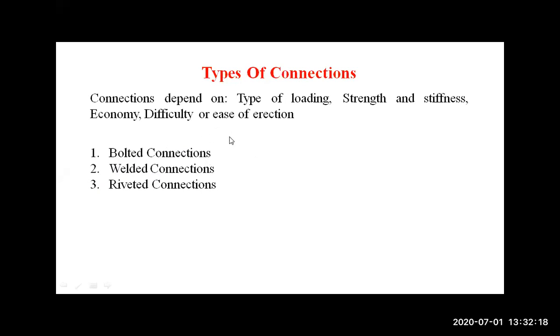Now the connections depend upon the types of loading, how much load is coming on this particular joint. Means at the joint we are using the connections. Are you getting? Suppose a horizontal beam is there and a vertical column is there. So we have to connect these two horizontal and vertical members. We can use the connections. But how many bolts we can use, or how much length we can use for the particular connection, that depends upon the loading only.